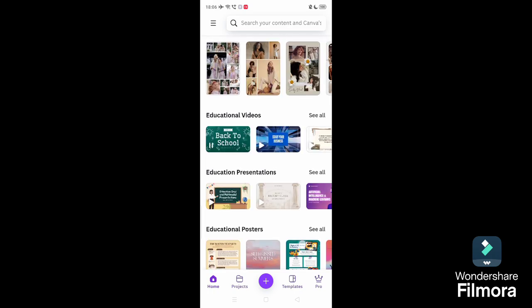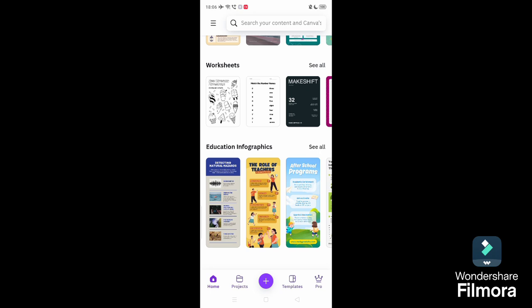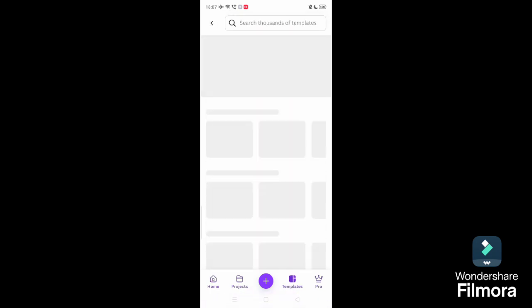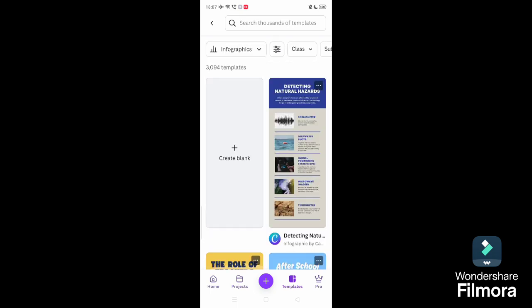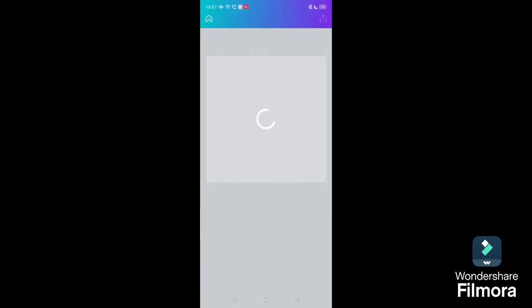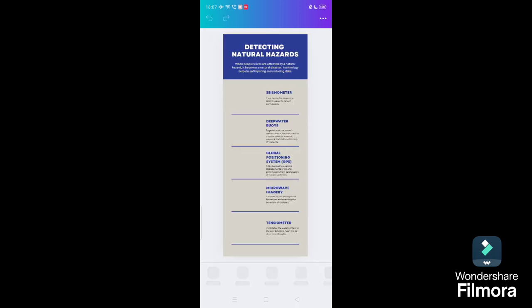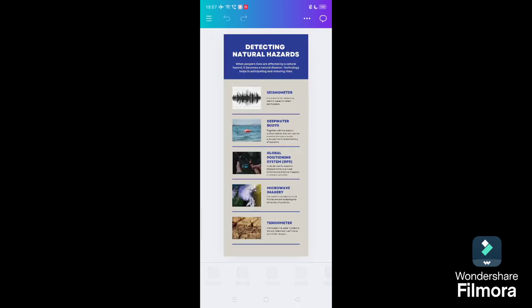We'll first go for the session related to the worksheet, but before that, we'll first discuss the education infographic. Let's go for the same. So in the educational infographic, we have arranged the details, as you can see here. This is about detecting natural hazards. When people's lives are affected by a natural hazard, it becomes a natural disaster.